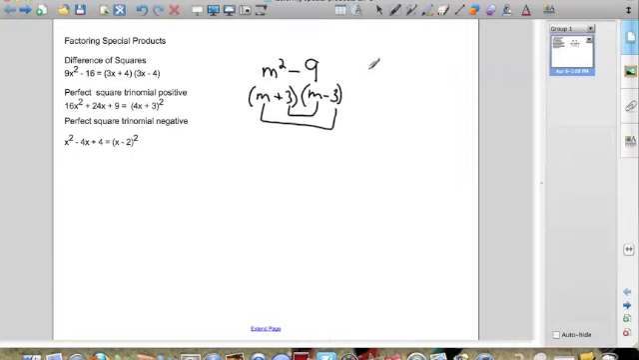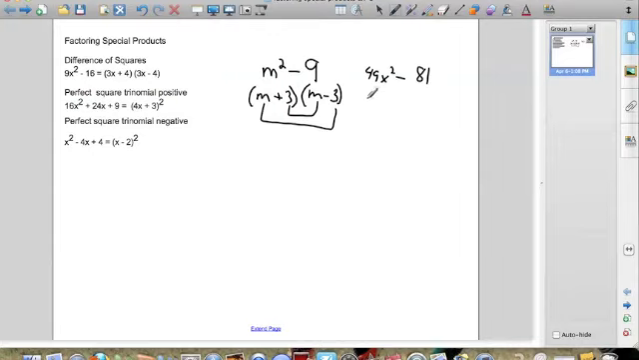Now let's say we have an a term with it. So instead of having 1 as our a, let's say we have 49x squared minus 81. So again, anytime I see a binomial and I have an x squared term and a c term, I look, are they all squares? This one's a square, this one's a square, that one's a square.